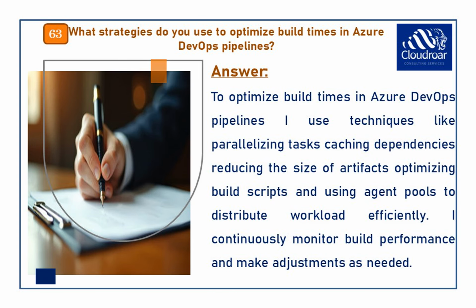Question 63. What strategies do you use to optimize build times in Azure DevOps pipelines? To optimize build times in Azure DevOps pipelines, I use techniques like parallelizing tasks, caching dependencies, reducing the size of artifacts, optimizing build scripts, and using agent pools to distribute workload efficiently. I continuously monitor build performance and make adjustments as needed.